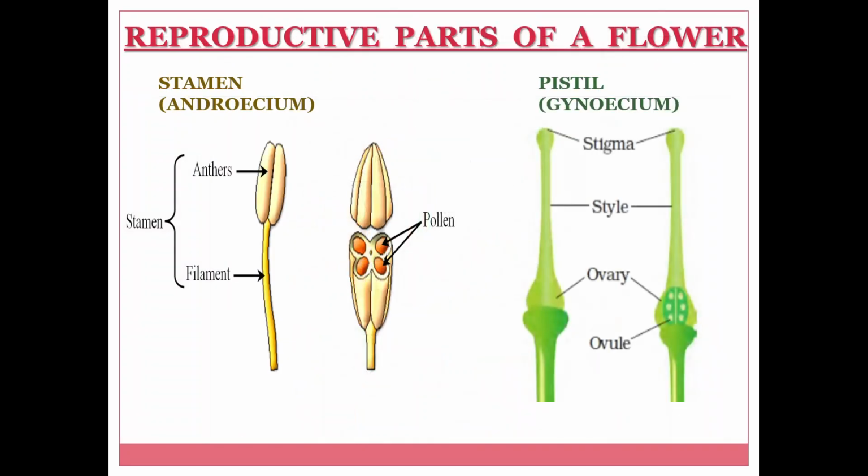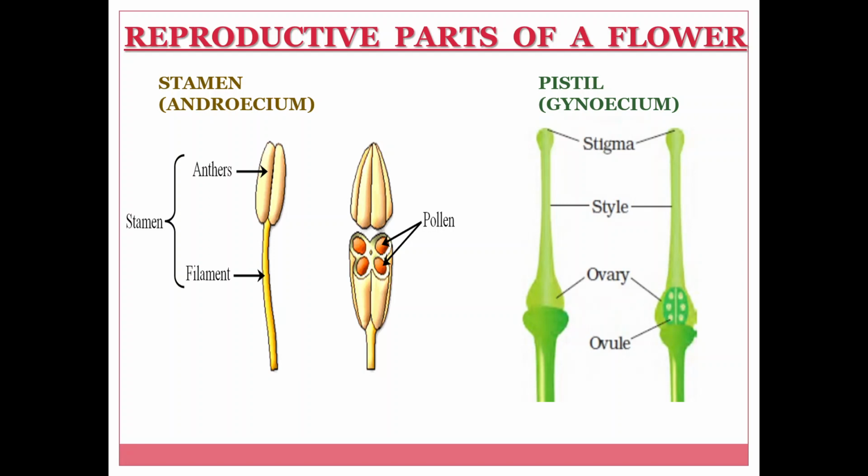So in our previous session we have learnt about the reproductive parts of a flower. Do you remember what they are? Yes, they are stamen and pistil. So the stamen is divided into two parts, that is anther and the filament. Inside the anther are present the pollen grains.